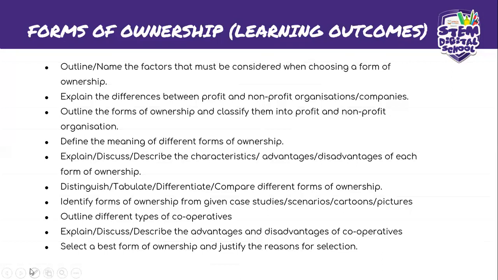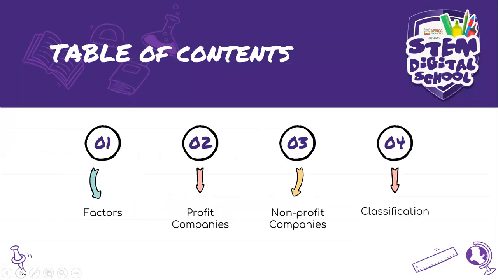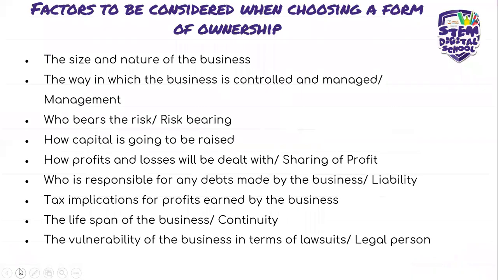Now, let's start with today's work. Today, boys and girls, we'll be looking at the factors that affect your forms of ownership. We'll be looking at your profit companies, your non-profit companies, and how you classify a form of ownership in terms of profit and non-profit companies. All right, now let's look at the factors. Factors to be considered when choosing a form of ownership.